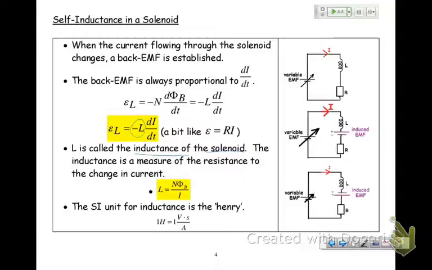Where did that come from? L is equal to, oh, it's by definition, I think. L is equal to N phi B over I.